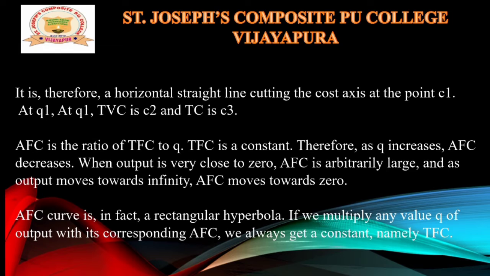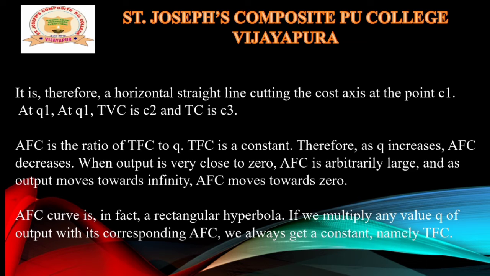So it is therefore a horizontal straight line cutting the cost axis at the point C1. At Q1, TVC is C2 and TC is C3. So this is what we observed in the diagram also.